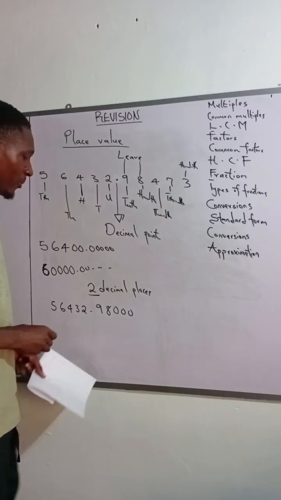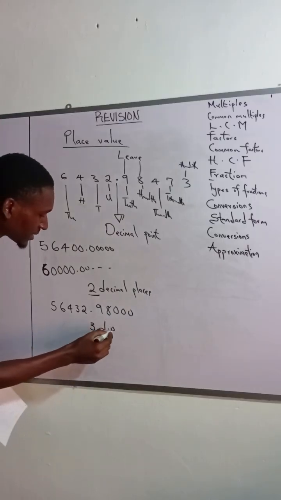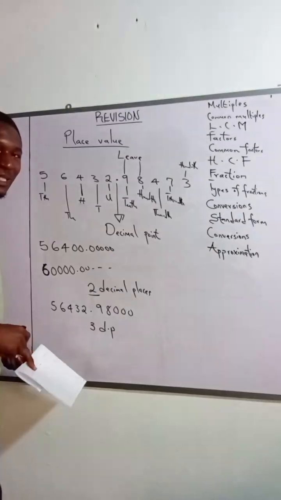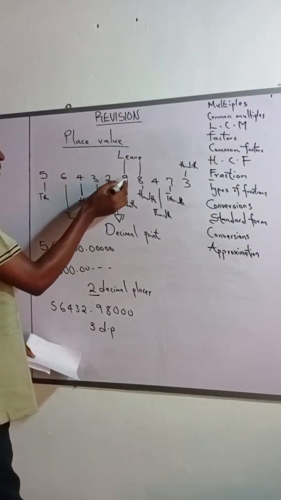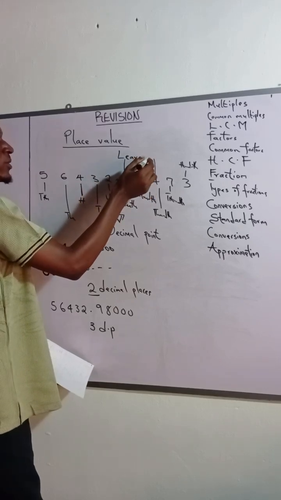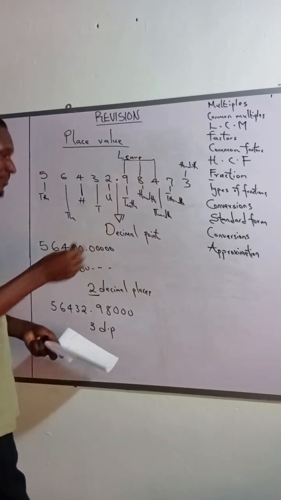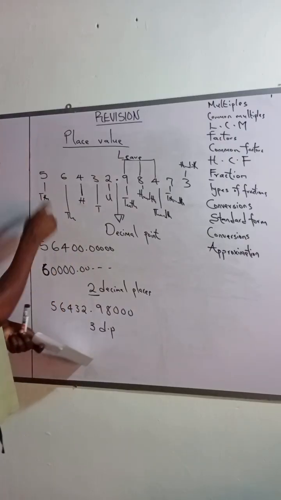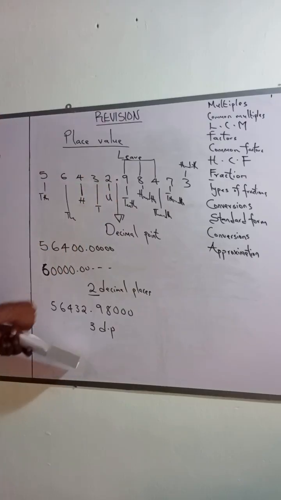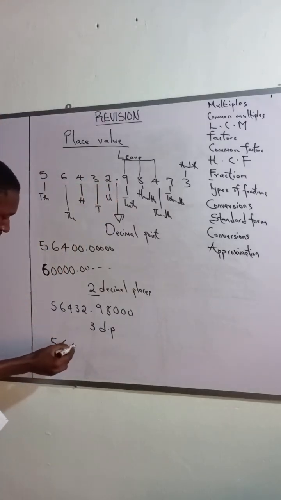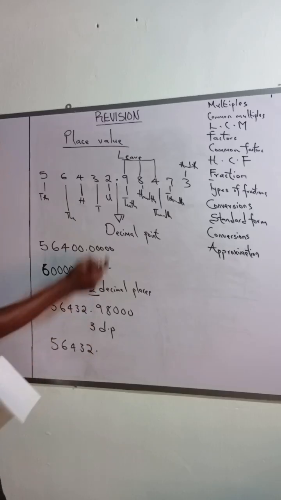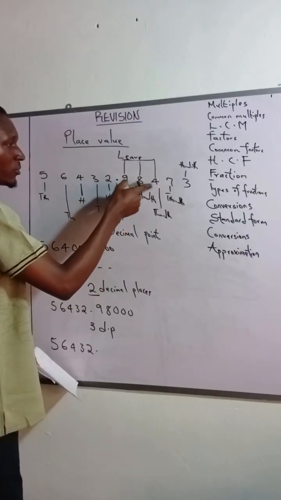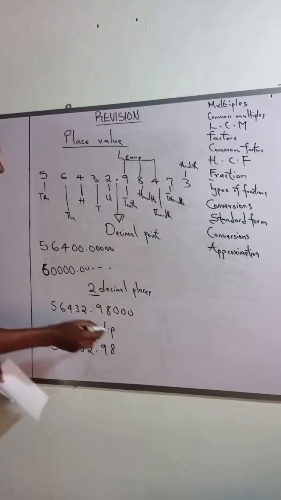So if I'm asked to approximate to 3 decimal places, how is it going to be? It means I should leave 3 numbers after the decimal point. This is the decimal point. 1, 2, 3. Okay? So I'm going to leave these 3 numbers after the decimal point. That means my answer is going to be what? 56432 point. I will leave 3 numbers after the decimal point, which is 3 decimal places. 1, 2, 3, which is 984.